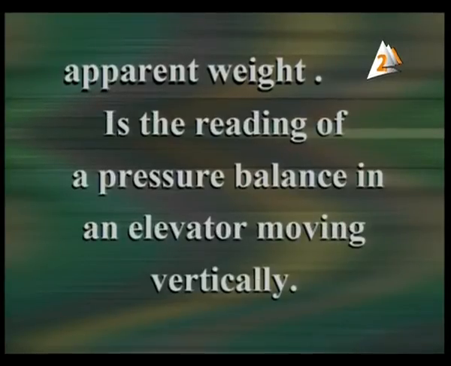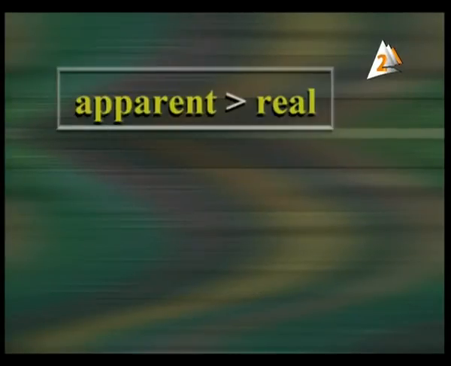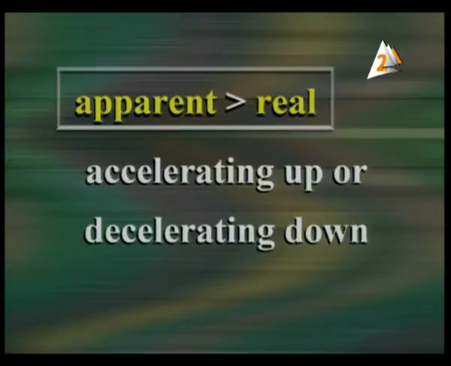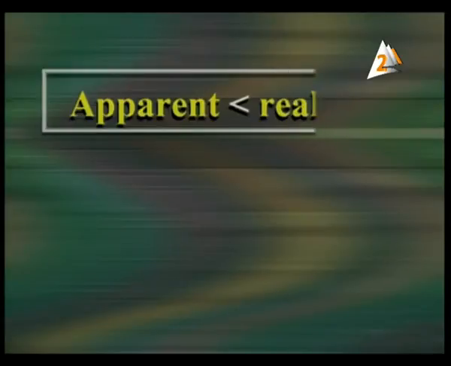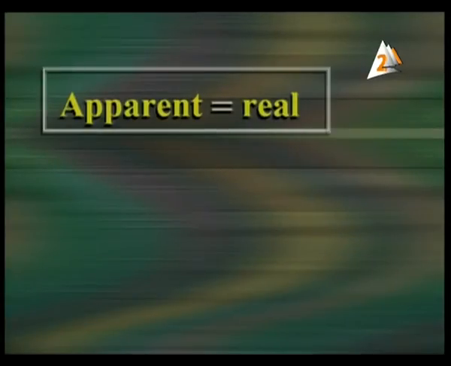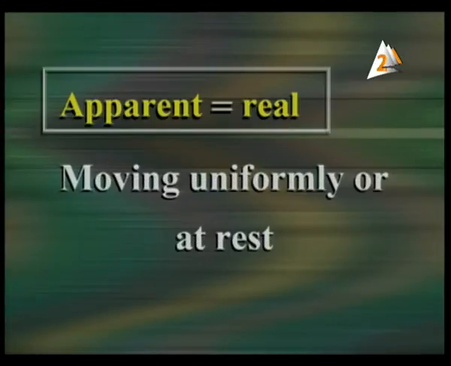Apparent weight is the reading of a pressure balance in an elevator moving vertically. If the apparent is greater than real, then the acceleration is up or deceleration is down. If apparent is smaller than real, then accelerating down or decelerating up. If apparent equals real, then the motion is uniform or at rest.